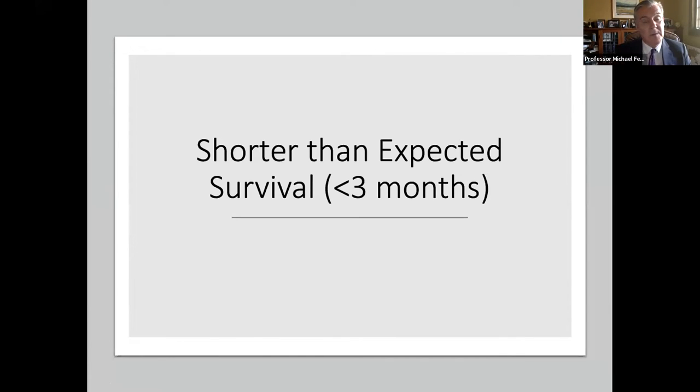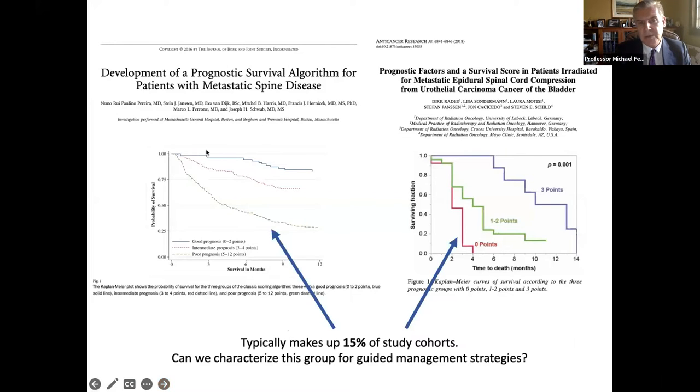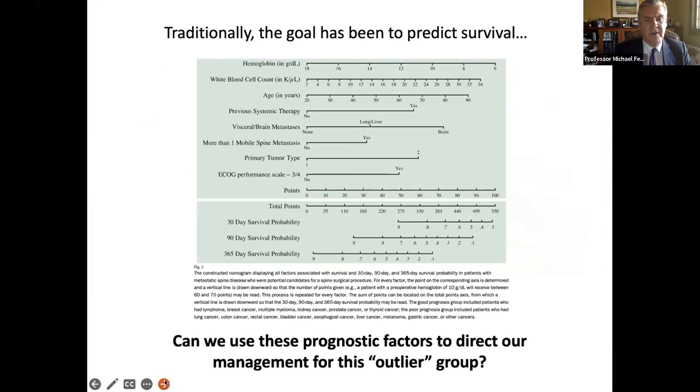Well, you certainly don't want to be doing a big en bloc resection in these patients or a huge surgery, but one also needs to avoid the trap of being overly nihilistic. So potentially one could consider offering minimally invasive options to try to enhance the quality of life and reduce pain. And typically, as shown here in these survival plots, short-term survivors typically make up about 15% of these study cohorts. And while traditionally the goal has been to predict survival, we also need to consider quality of life outcomes. And again, the use of various algorithms to assess these prognostic factors can be helpful.